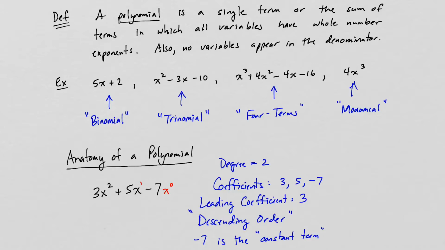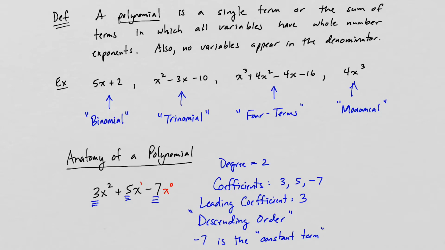When it's in descending order, the first power of the variable that you see is the degree of the polynomial. And so this is a second degree polynomial. This polynomial has three coefficients, and those coefficients are 3, 5, and negative 7. And the leading coefficient is defined as the coefficient of the highest degree term. And if it's written in descending order, the leading coefficient is the first number that you see, which is where it gets its name from. And finally, the constant on the end of the polynomial, again, if it's in descending order, that constant is what we call the constant term. So in this problem, negative 7 is the constant term.